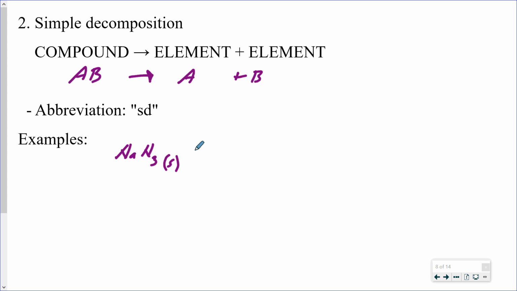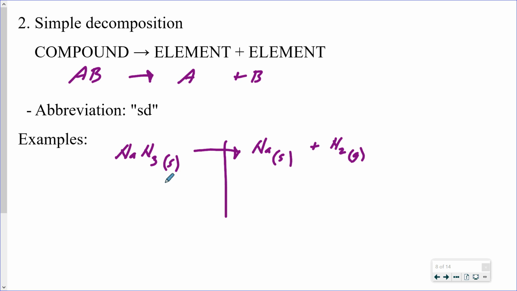This one ends up being a solid, and we're just going to tear it apart. When we tear it apart, we end up with the sodium, which is a metal, and it ends up being solid, and we end up with nitrogen, N2 diatomic. Nitrogen is diatomic, and that is a gas. So we're just tearing apart our compound into the elements.